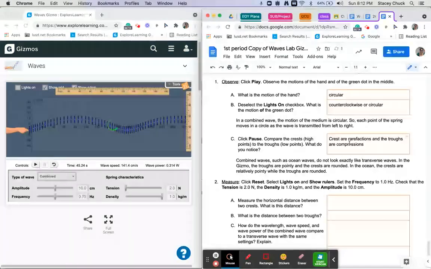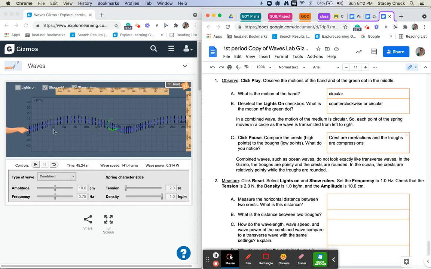Okay. Combined waves such as ocean waves do not look exactly like transverse waves. In the Gizmo, the troughs are pointy and the crests are rounded. In the ocean, the crests are relatively pointy while the troughs are rounded. So that's true. It does look a little bit reverse of that, doesn't it?